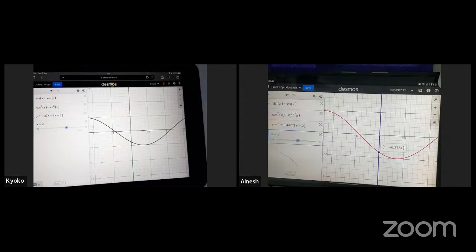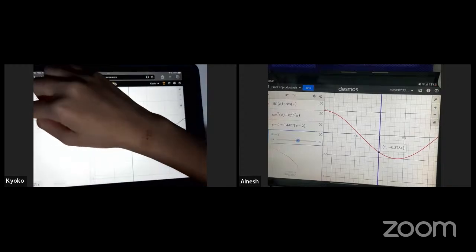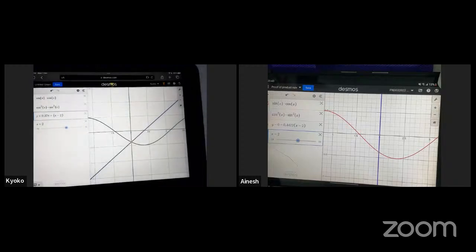No. Now both of you turn on your tangent line. Right. Ainesh, turn on your tangent. Okay, right. Now look at Kyoko. Kyoko has fixed her mistake. Her tangent line is now intersecting the important point, correct? Wait, so this would be y, yeah, 0 point, so y plus 0.37. Correct. I was hoping that you could see it before I tell you.